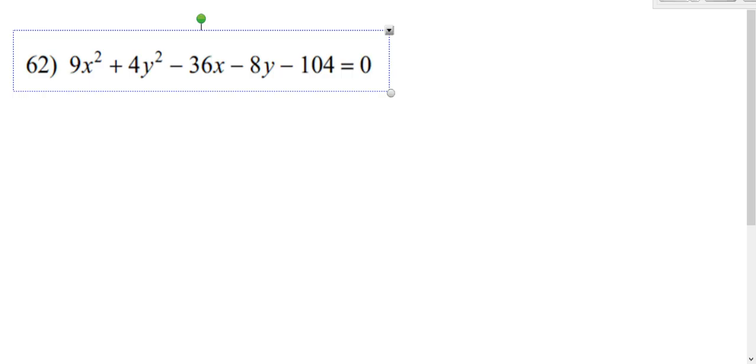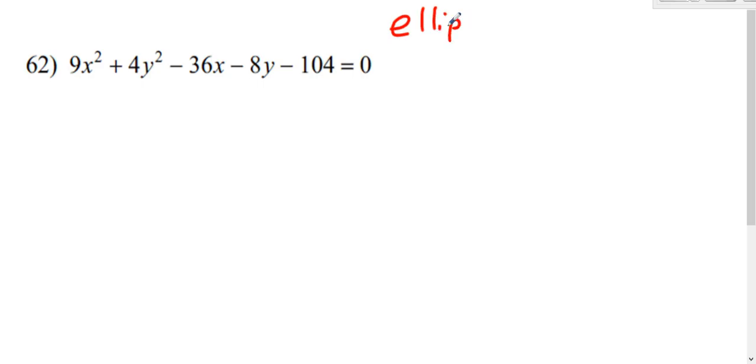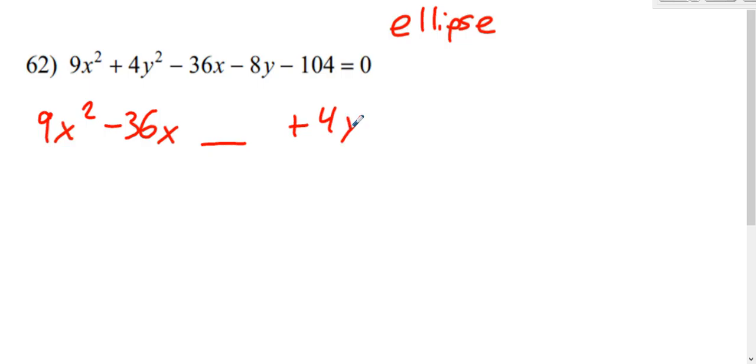So we'll skip to number 62. Very similar. We have a 9x squared, 4y squared. They're both positive. They're different numbers. So that is an ellipse. So let's write it out with our x squared, then our x, and a blank, plus y squared, our y, and a blank, equals our constant term. Move it over, you get positive 104.